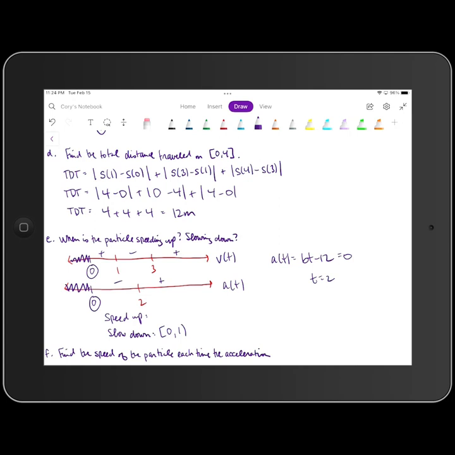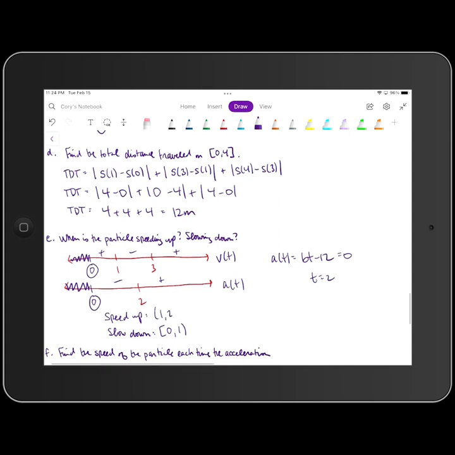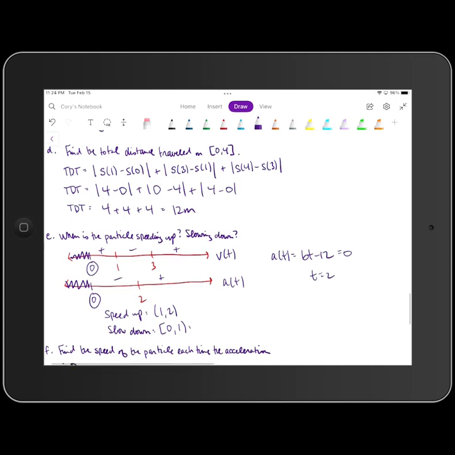Okay, next interval we want to look at is from 1 to 2. Both velocity and acceleration are negative. They share the same sign. So that means that our particle is speeding up. Next interval is from 2 to 3. Velocity is negative on that interval. Acceleration is positive. So on the interval from 2 to 3, velocity and acceleration have opposite signs. That means that the particle is slowing down.